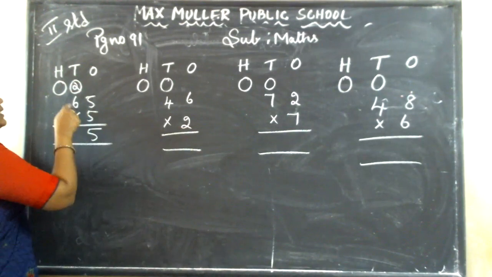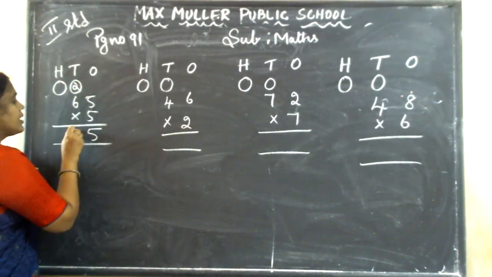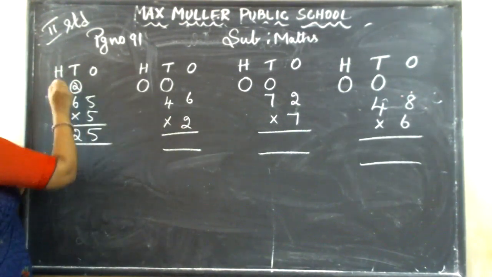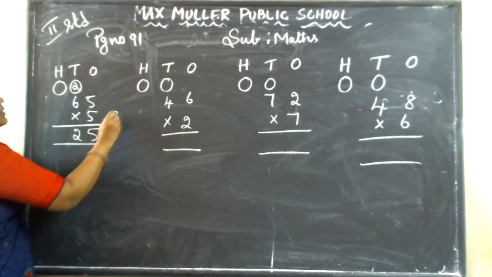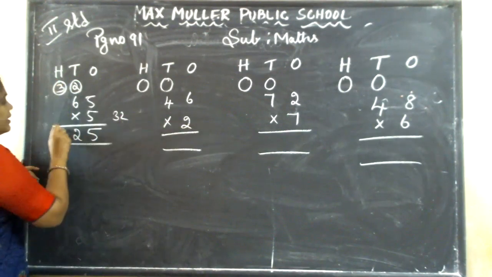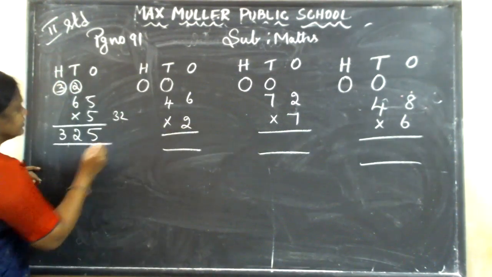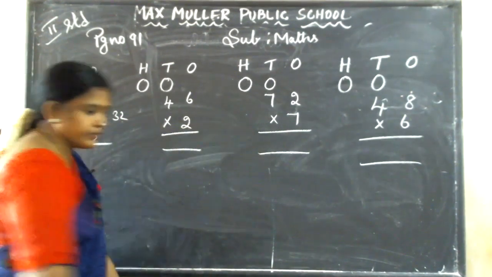5 6s are 30. 30 plus 2 is 32. 32 is also a 2-digit number. 2 you write here. 3 you carry to the hundreds place. After that, bring down. 325.